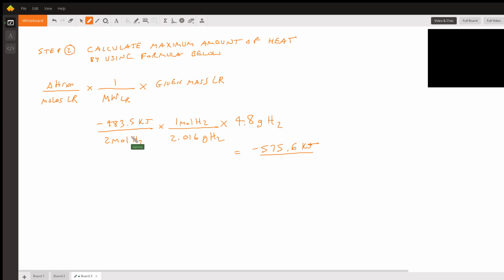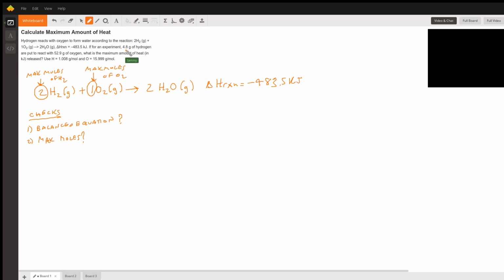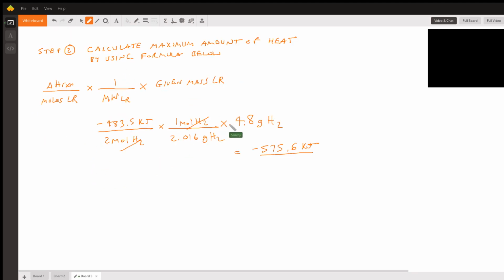Okay, so that's why we have this right here. Multiply it by 1 over the molecular weight. Well, molecular weight is usually grams per mole. So 1 over molecular weight would be moles per gram. So that the moles will cancel out, and we're left with kilojoules per gram. We need to multiply that by the given mass of the limiting reactant. That was given as 4.8 grams of hydrogen. So multiply that by 4.8 grams of hydrogen. The grams cancel out, and we get kilojoules. So the answer is negative 575.6 kilojoules after doing all the math, and that's the answer.